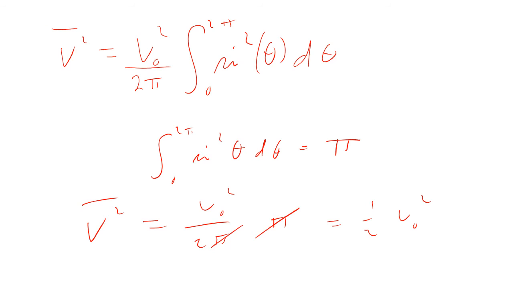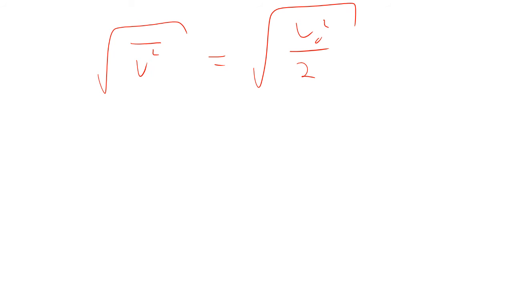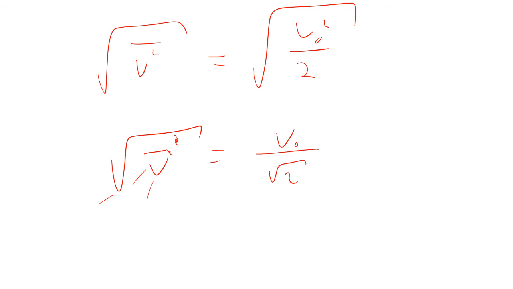And so that means that this is going to be 1/2 v naught squared. Then we look at that and say, wait a minute, we don't really want the average of the square, we want the square root of the average. So if we take the square root of the average of the square, that's going to be the square root of v naught squared over 2. In other words, this is going to be equal to v naught over the square root of 2. So this is the square root of the average of the square. So this is the root mean square of the voltage.